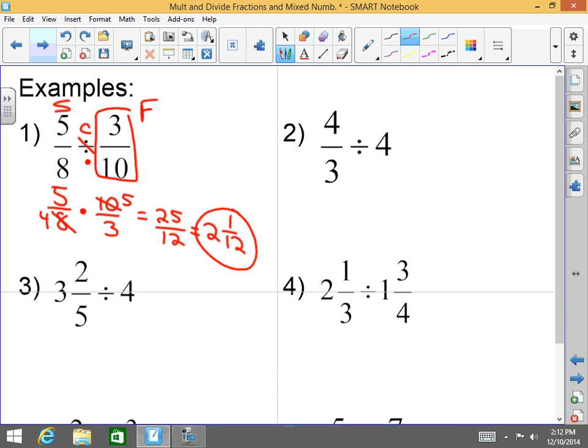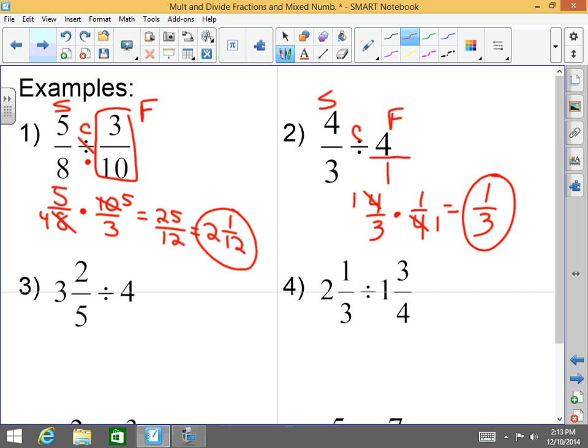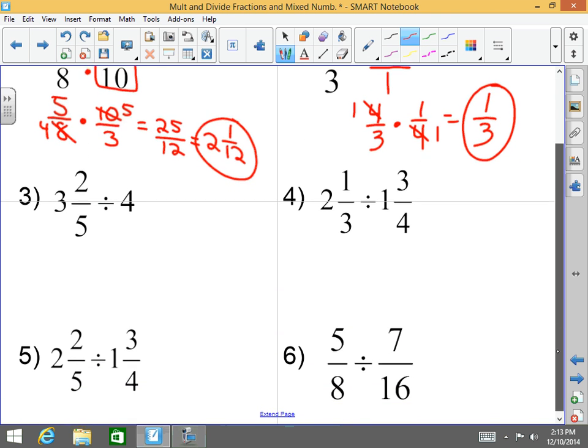Okay, 4/3 divided by 4. Stay, change, flip. What's the invisible denominator? Good job, guys. So, stay, change, flip. 4 goes into 4 one time. 4 goes into 4 one time. 1/3 is my answer. Once you stay, change, flip, you multiply as normal.